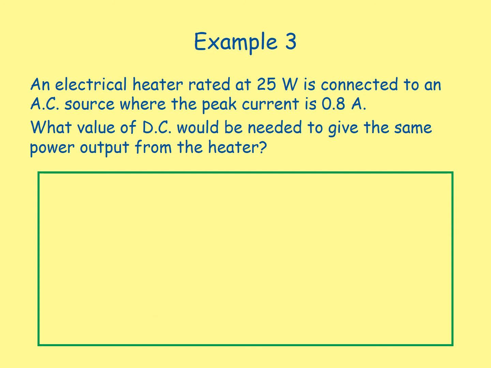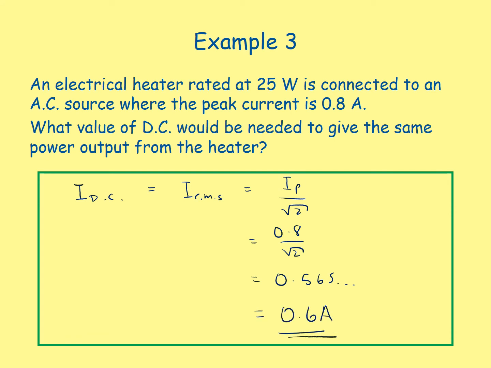Example 3. An electrical heater rated at 25 watts is connected to an AC source where the peak current is 0.8 amps. What value of DC would be needed to give the same power output from the heater? We know that the current in DC is the same as the RMS current in AC, and this is equal to our peak current divided by root 2. We can substitute our values here, so we have 0.8 over root 2. This gives us 0.565 and so on, and we can round this to 0.6 amps.